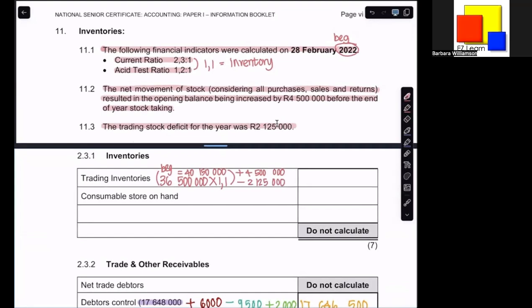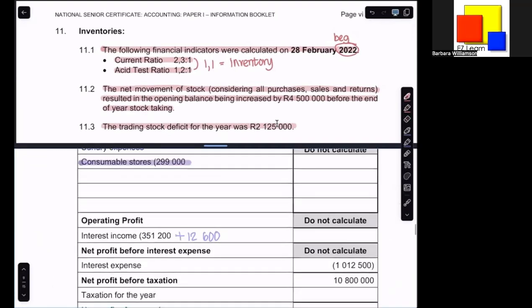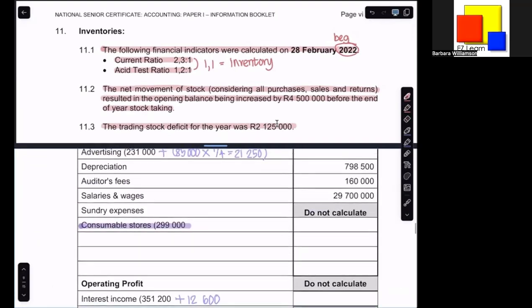And please remember, there's always 2 accounts involved for a transaction. When you're recording a trading stock deficit, the other account will obviously be here in your statement of income. You'll simply show trading stock deficit, and you don't even have to calculate it this time because it's been done for you.